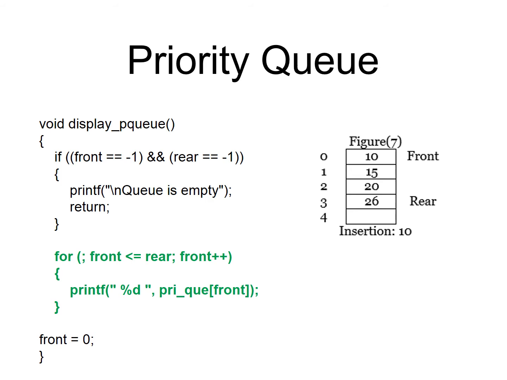This display will fail if my queue is empty. So how do I check? If front is equal to -1, then my queue is empty. Otherwise, we will start printing from front to rear. I used a for loop here, and it will print from front to rear, and all the elements will be printed as 10, 15, 20 and 26. So this is the simplest sorted list priority queue implementation using an array.